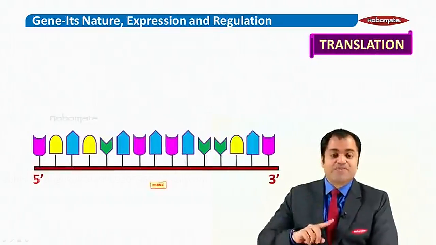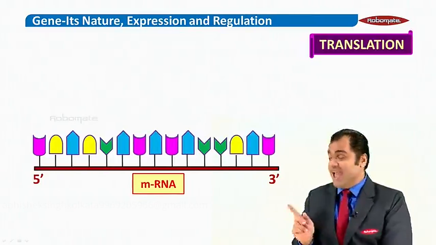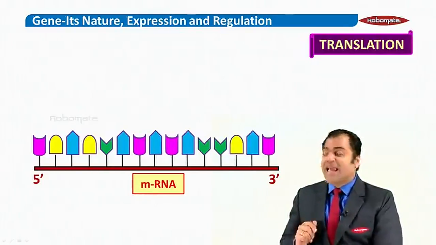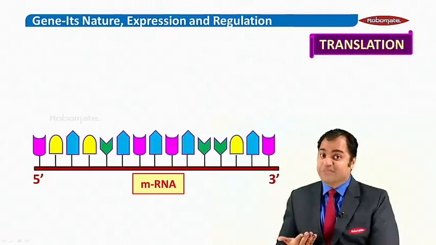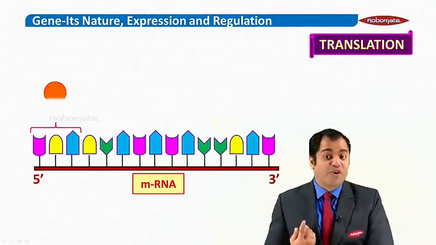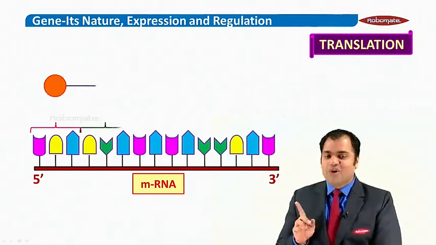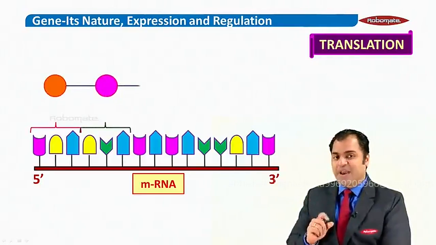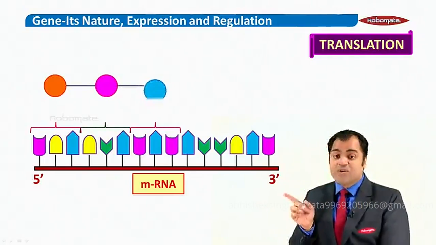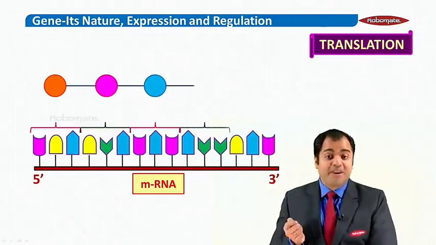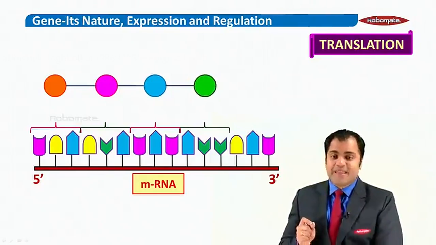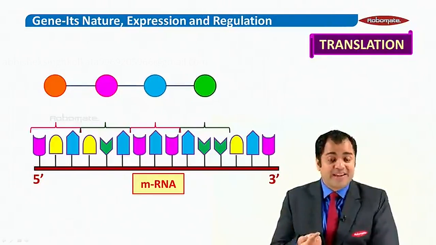Okay, so the process of translation basically involves the mRNA strand, right? And this mRNA strand is made up of what? It is made up of codons. And recollect, a codon specifies an amino acid. And you can see how codons are specifying amino acids. Is that okay? So how would I define translation?